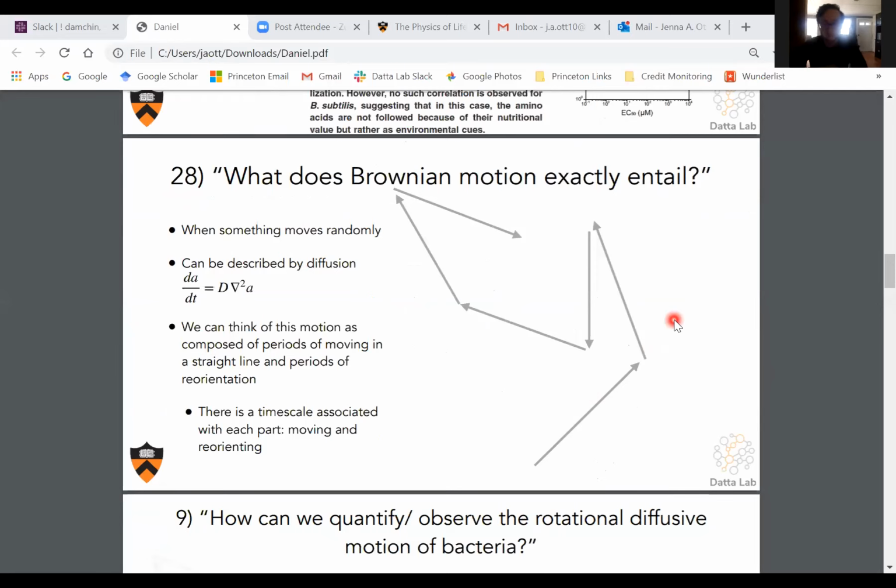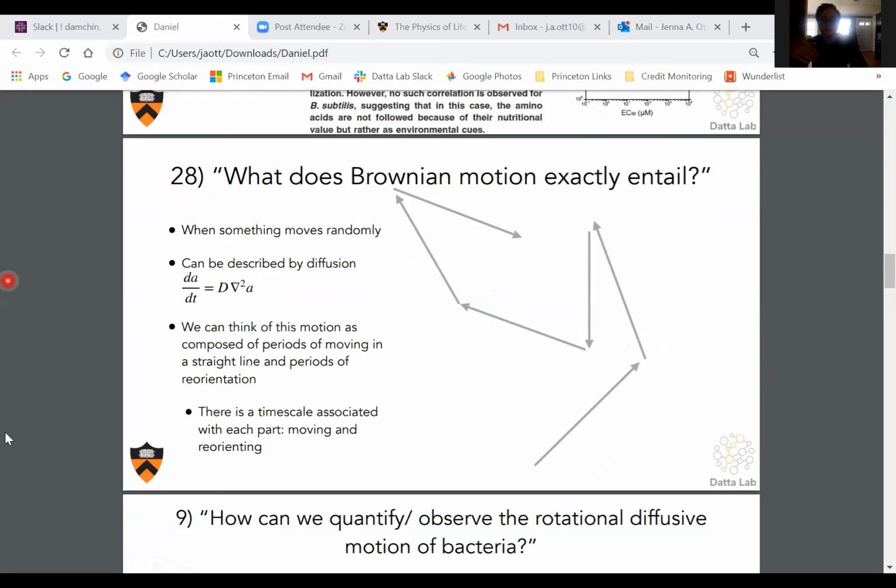So this is something that's going to be talked about in the talk, but it doesn't hurt to go over it again very clearly. Brownian motion is when something moves randomly. And when something moves randomly, it can be described by diffusion, which is this equation, which just says that when things are moving randomly, they kind of want to spread out and fill in and get rid of any dense regions that are near not dense regions.